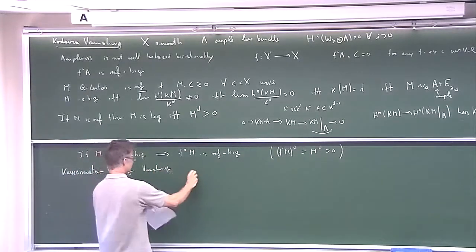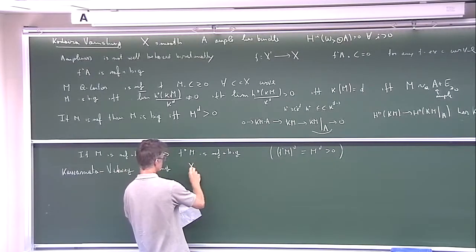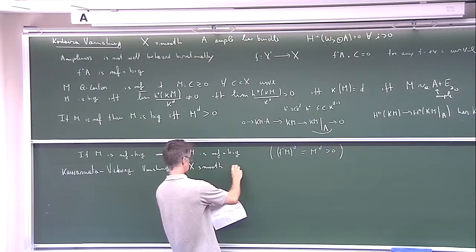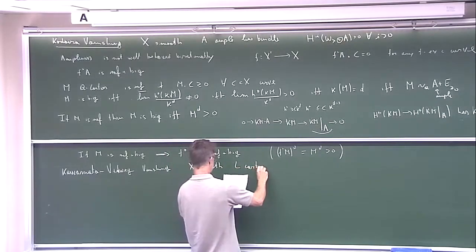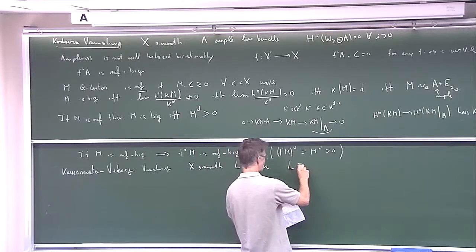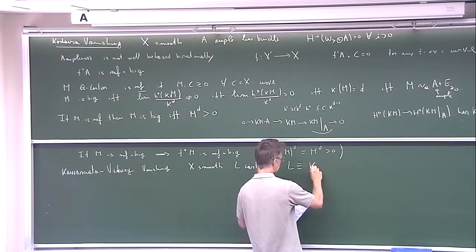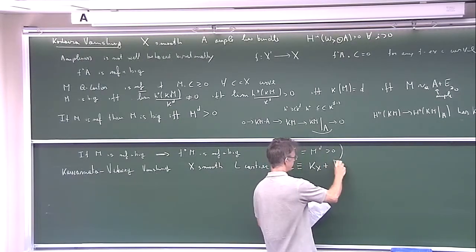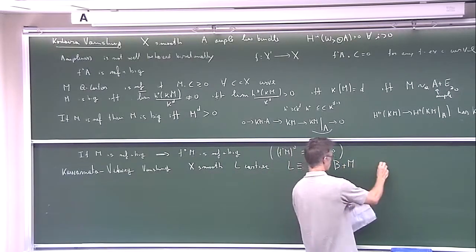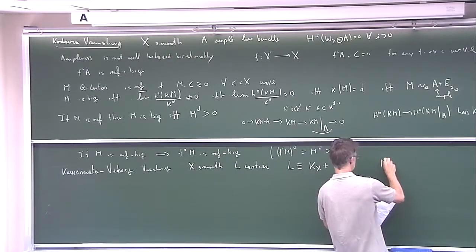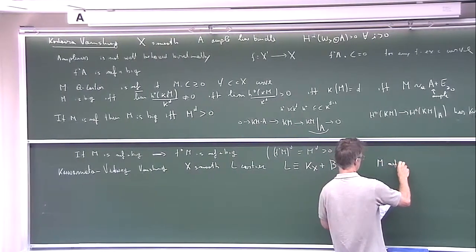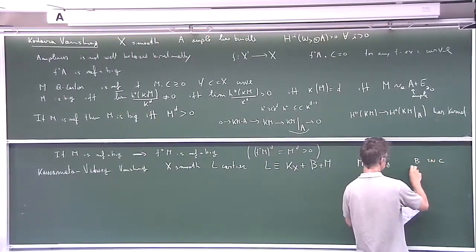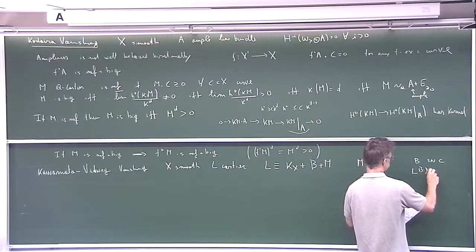So in this vanishing, let's start with X smooth, but I'll generalize it very quickly to the KLT pair situation. L is a Cartier divisor. And I'm going to assume that L is numerically equivalent to the canonical class of X plus B plus M, where M is nef and big, and B has simple normal crossings with the property that the round down of B is equal to zero.